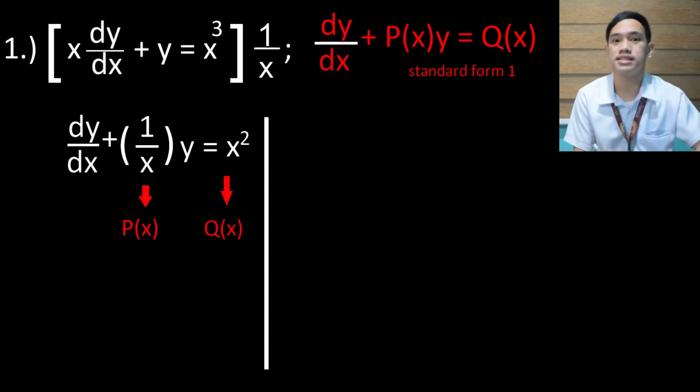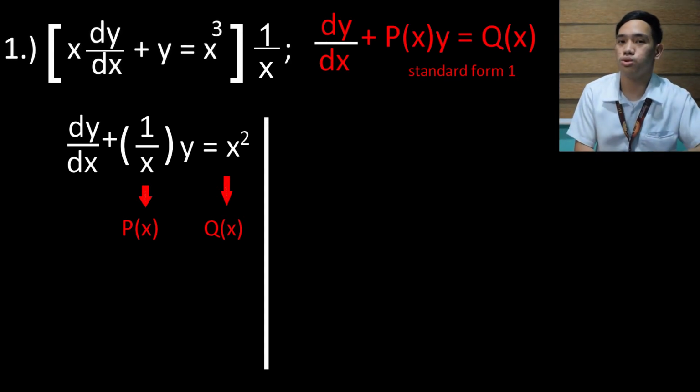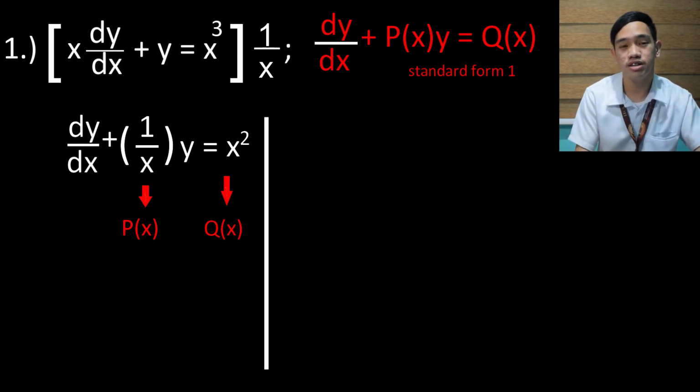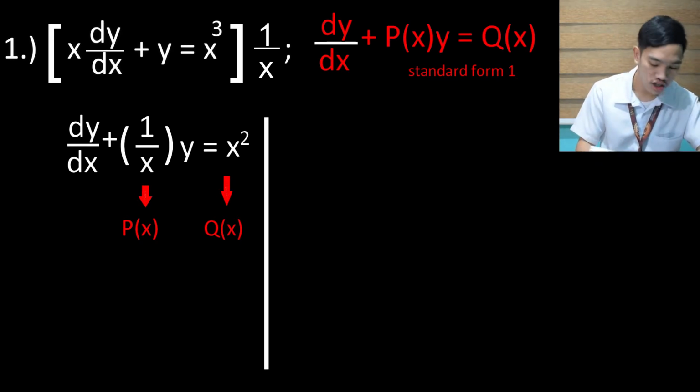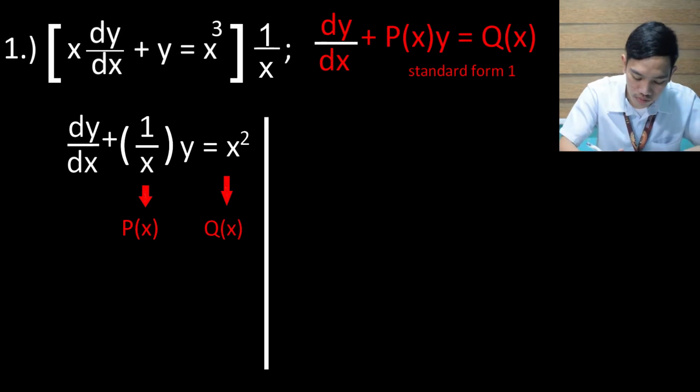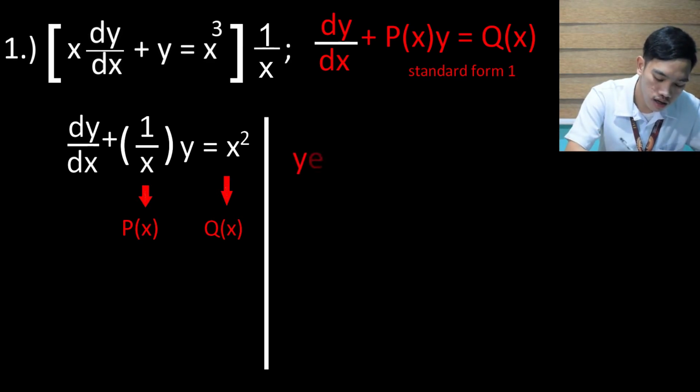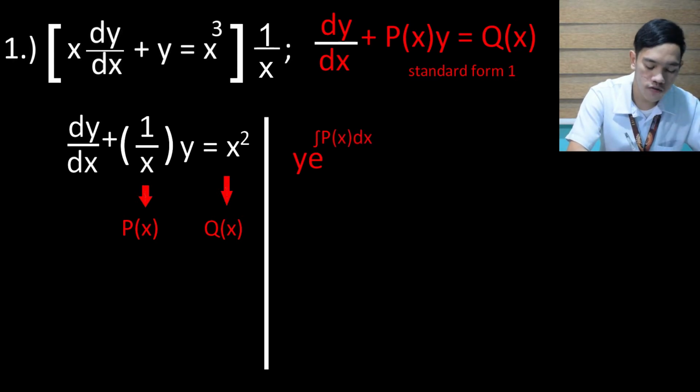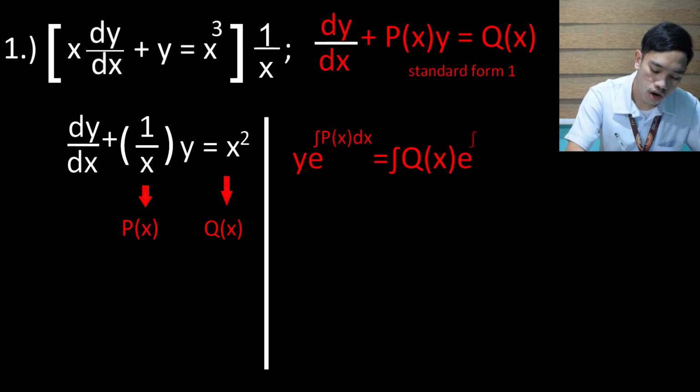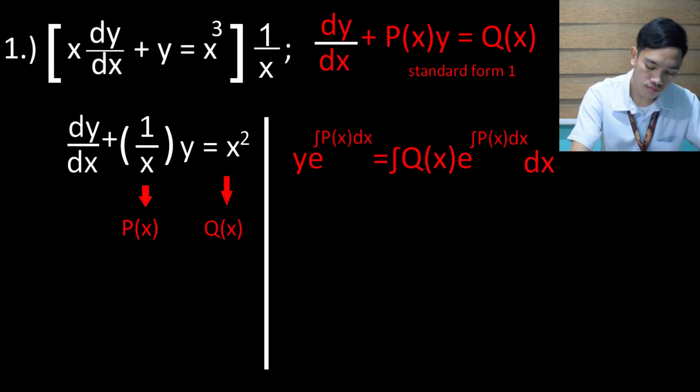Our third step is gagamitin na natin yung general solution. At dahil ginamit natin yung standard form in linear in y, gamitin natin yung general solution nun. Yung general solution nun is y times e raised to integral of p of x dx equals integral of q of x times e raised to integral of p of x dx and then dx.